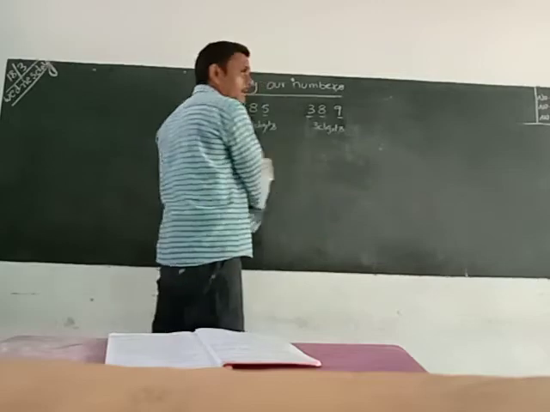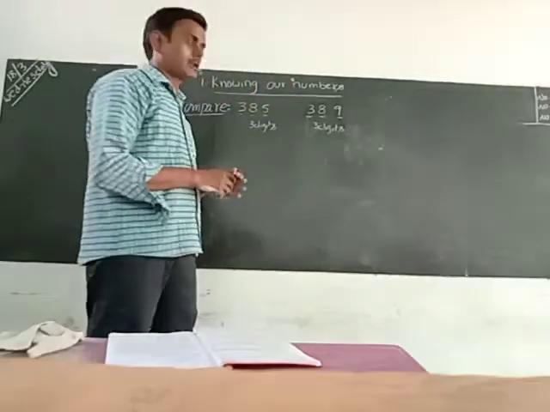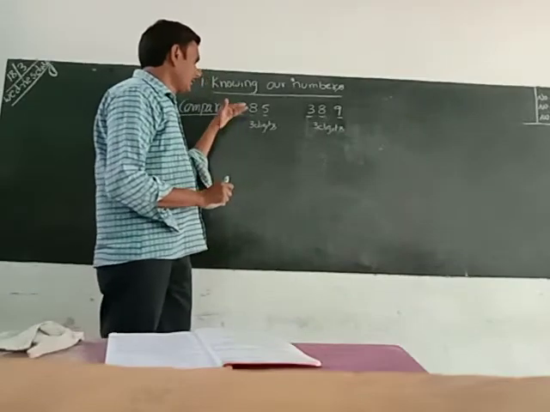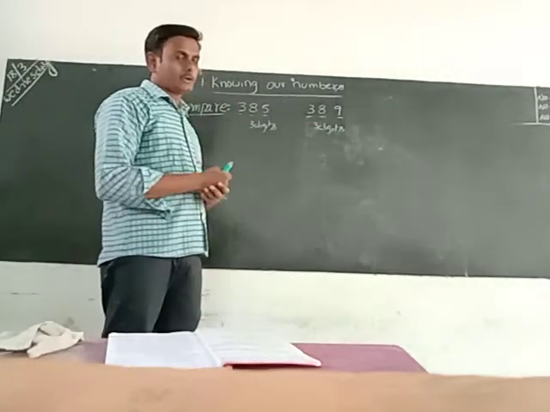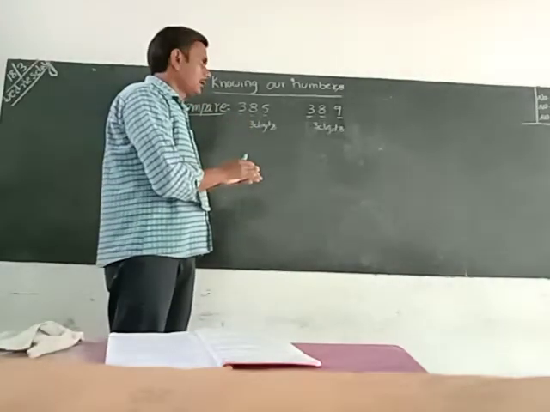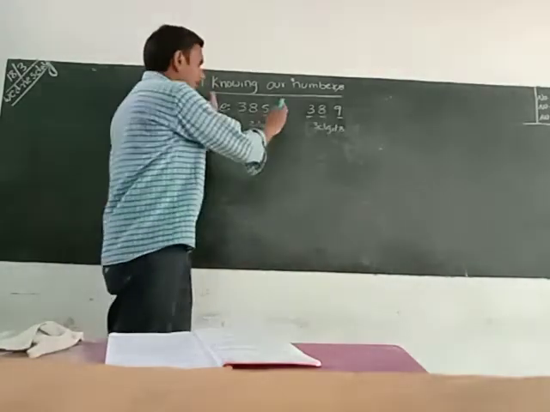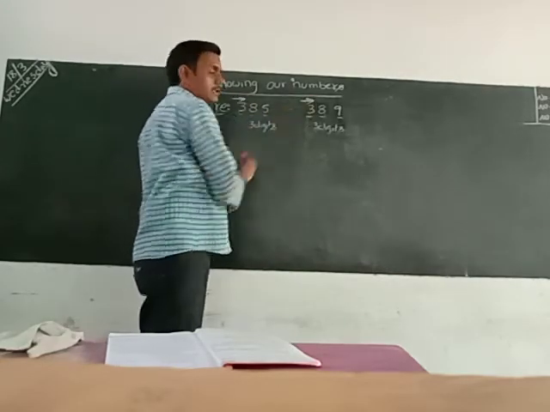Okay, the next one: two numbers having the same number of digits. Then how can we compare? For example, here, these two numbers have the same number of digits. Then how can we compare? Okay, the comparison starts from the left side of the digits. From this side onwards, we have to compare each digit.